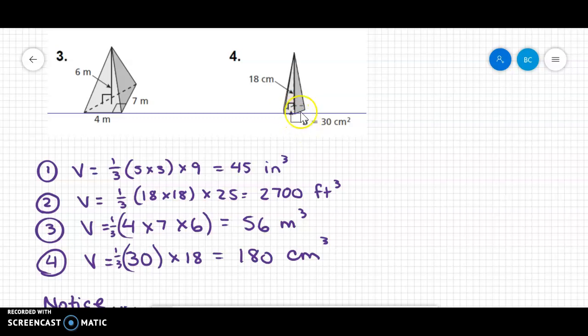I think it looks like, I can't even tell, it's a square. I think it's a pentagonal pyramid. So they're not asking you to find the area of that pentagon. They're just telling you that that base is 30 centimeters squared. Notice also that that unit of measure is squared, so you know that they've already done that calculation. And then you just have to multiply that times the height, and then multiply it by 1/3 to find the volume of that pyramid.